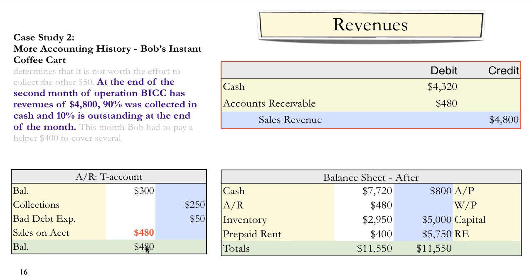We can then see how this would impact the balance sheet, as the balance now goes to $480. Also notice that we've had an increase in retained earnings up to $5,750, and this reflects the sales revenue. And we've had an increase in cash of $4,320, reflecting the amount of cash collected. And once again, everything stays in balance.